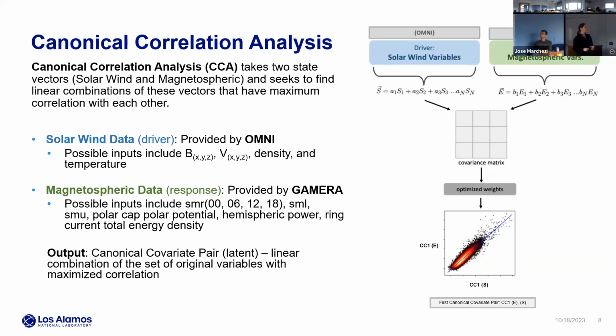To summarize what CCA does, we have our driver, the solar wind, and we also have the response magnetospheric variables. Those are written into state vectors with applied weights. These state vectors are put into a covariance matrix where the weights are optimized such that the two state vectors have the maximum correlation with each other. I know that's a bit of a detail, but hopefully it's easy to follow. As the output, we get our first canonical covariate pair, and we'll get a result seen here where we have our first canonical covariate pair for the Earth or magnetospheric variables, and then the solar wind variables, and we're able to see if there is a linear relationship.